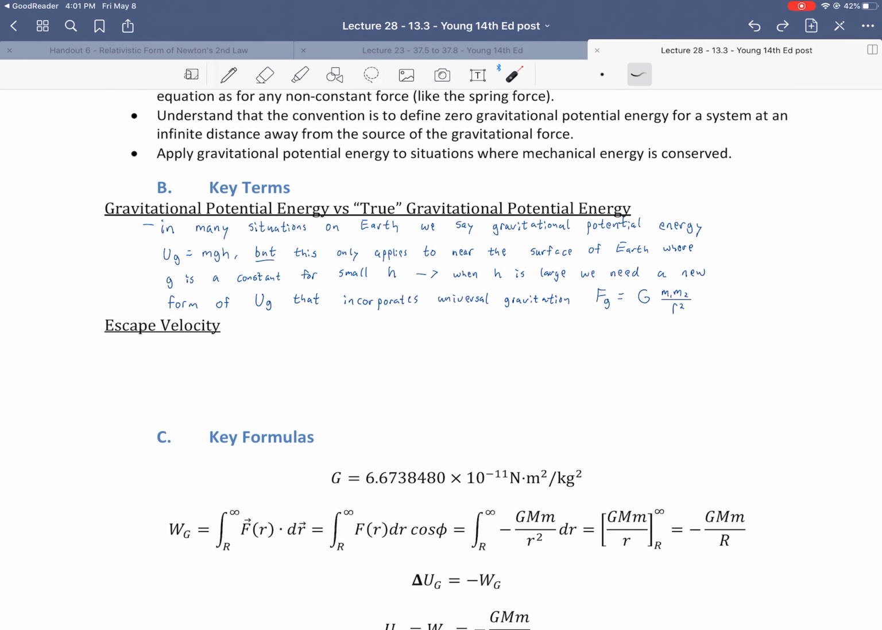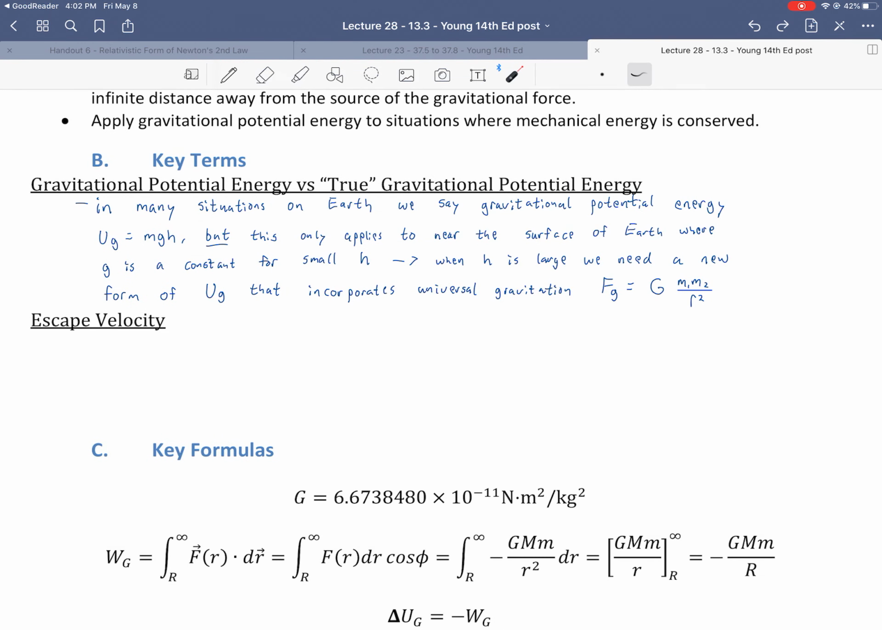So what are we talking about when we talk about gravitational potential energy? We've talked about that a lot, but now we're talking about what I would say is true gravitational potential energy. It's just that sometimes we don't need the true version because we can get away with the approximate version. In many situations on Earth, we say gravitational potential energy is mgh, which is fine, but this only applies near the surface of Earth, because we need g to be a constant, which it is for small changes in height.